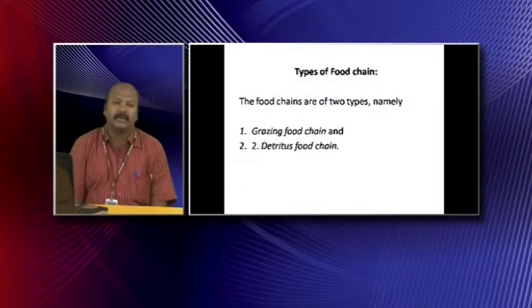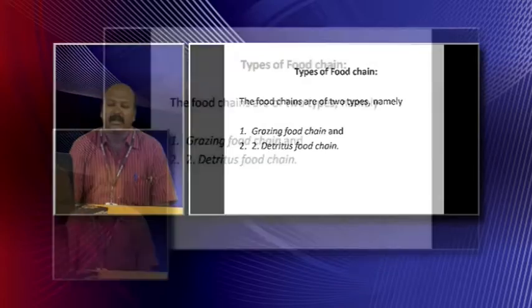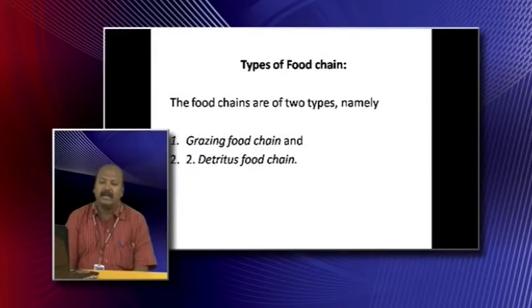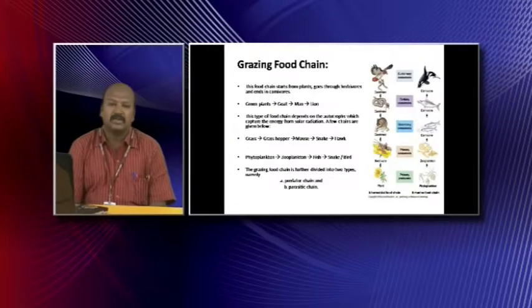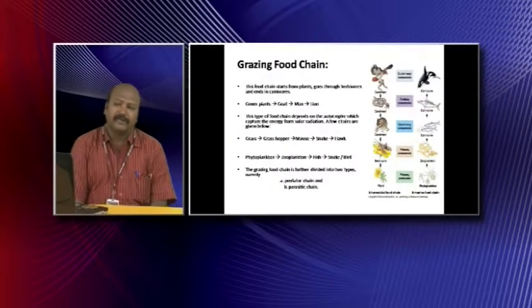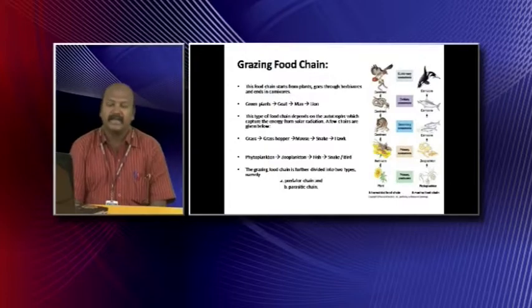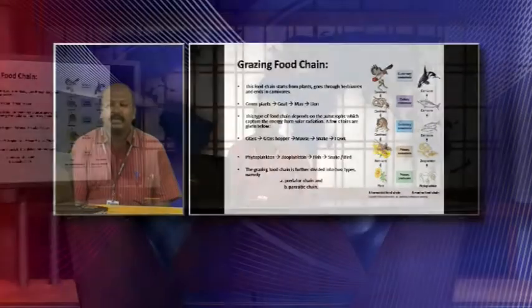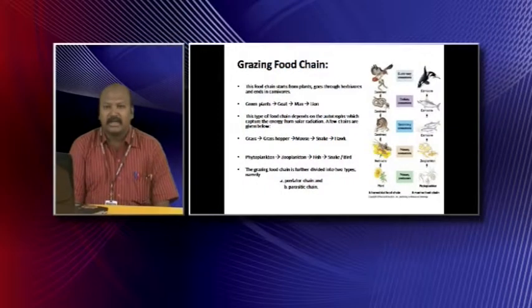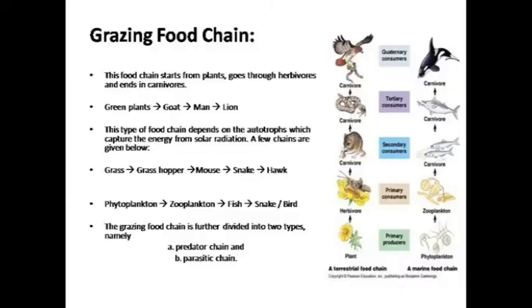Now coming to types of food chain. There are 2 main types of food chains, that is grazing food chain and detritus food chain. Regarding the grazing food chain, this food chain starts from plants, goes through herbivores, and ends in carnivores. For example, green plants trap the energy which is devoured by goat, man, then by lion. And another example, in a grassland, the grasses trap the energy, then grasshoppers devour it, then that energy is passed to the mouse, which is eaten by snake, then finally by hawk.